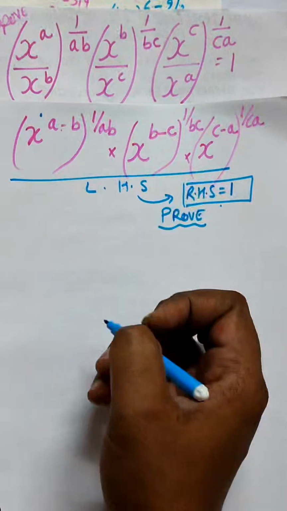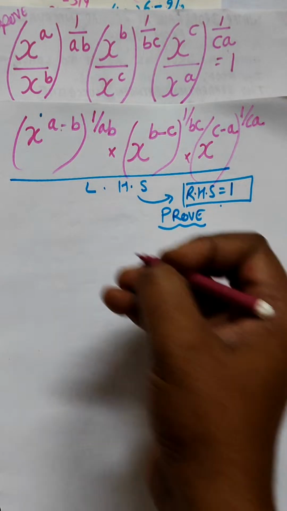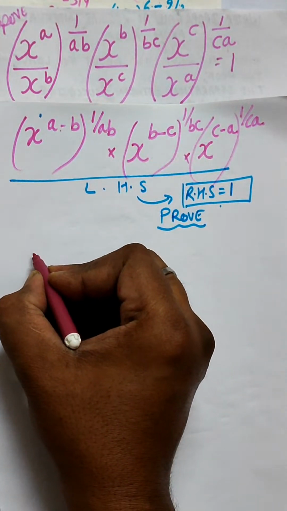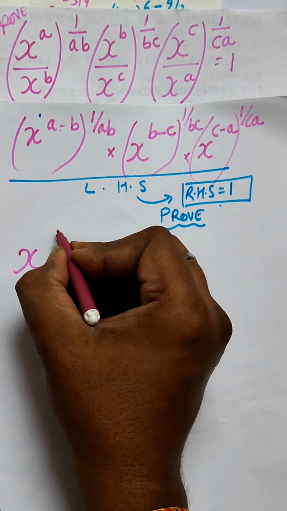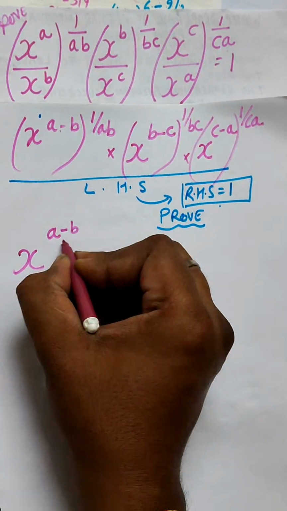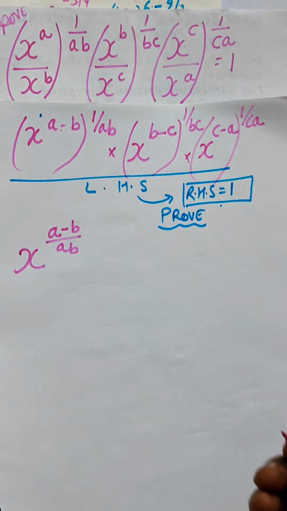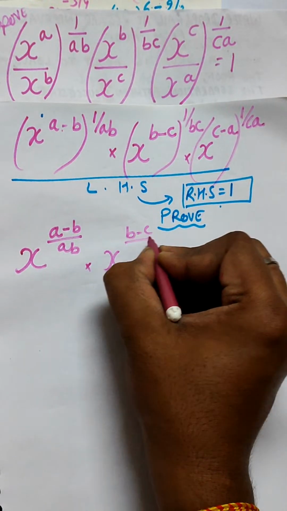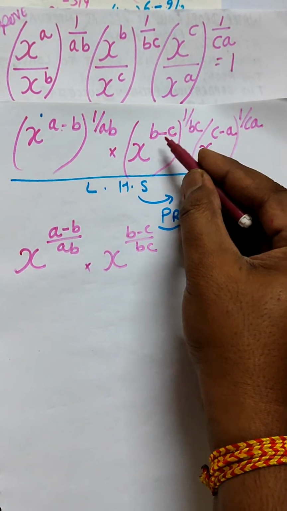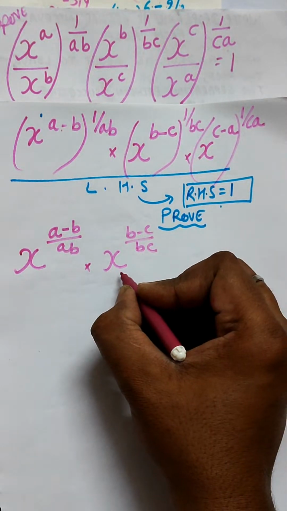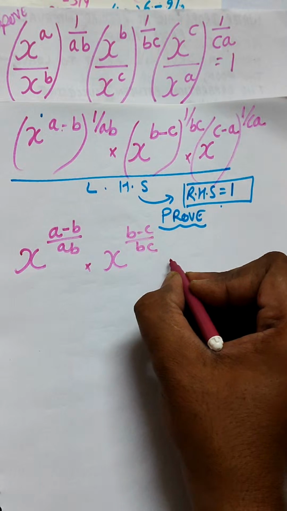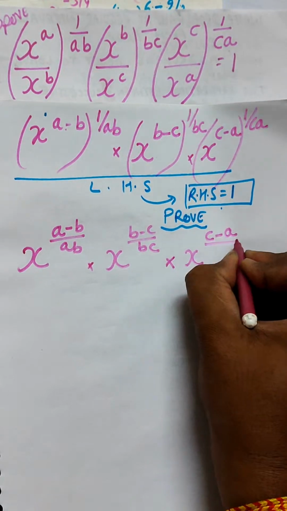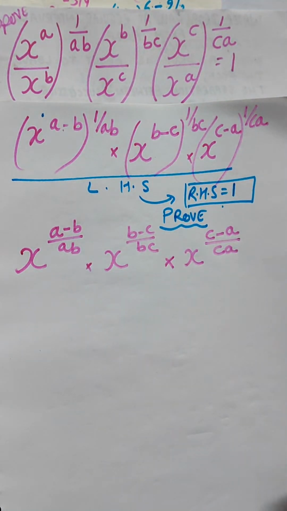So here, the above line can be written as, since this is also in exponent, this is also in exponent, so it can be written as x power a minus b by ab, multiplied with x power b minus c by bc. Simply I am multiplying the exponents. Okay, I am not disturbing the bases over here. Multiplied with x power c minus a by ca, right?